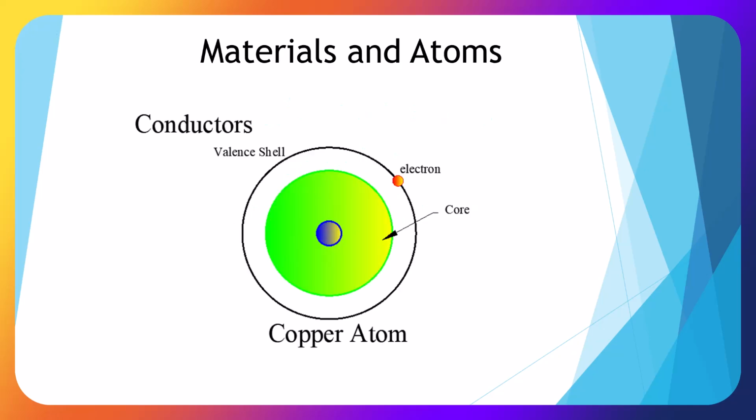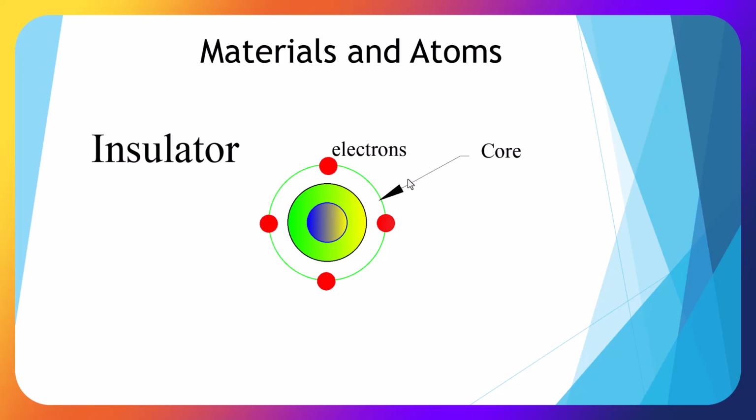Here I'm showing a conductor, and this is a copper atom, and we see the electron is far out from the valence shell, a long way from the center. This electron is very easy to move, and it allows conduction. Here I'm showing an insulator where the valence shell is full and close to the nucleus, and the electrons are very hard to remove, so it becomes an insulator where it won't conduct electricity.